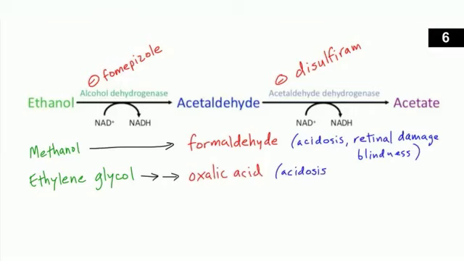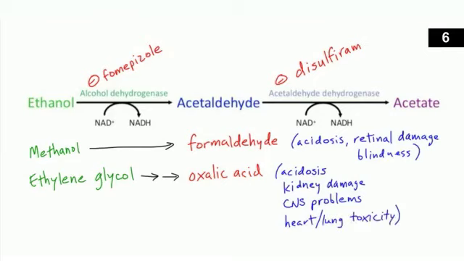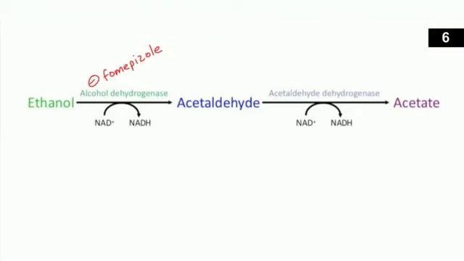If you remember the mnemonic MUDPILES for the causes of high anion gap metabolic acidosis, the M in MUDPILES is for methanol, and the E is for ethylene glycol. So ethylene glycol causes a metabolic acidosis, and it can also lead to kidney damage, CNS problems, and heart and lung toxicity. But especially remember the kidney damage, because the oxalic acid precipitates out as calcium oxalate crystals in the kidney. And again, you can prevent this by giving fomepizole to inhibit alcohol dehydrogenase, or by giving ethanol to compete for the enzyme. So that's the first enzyme.